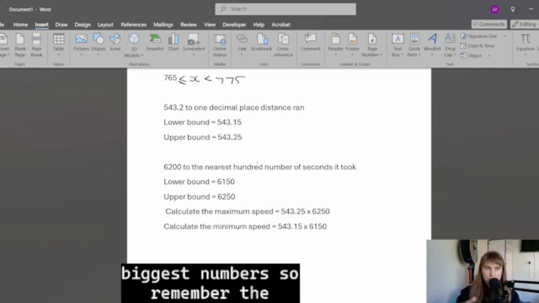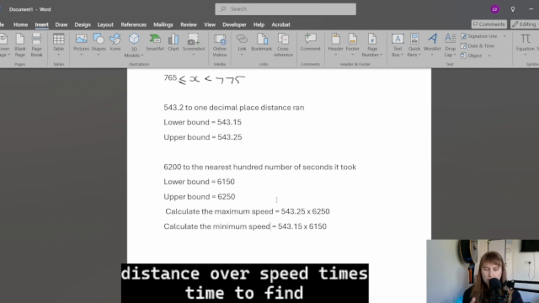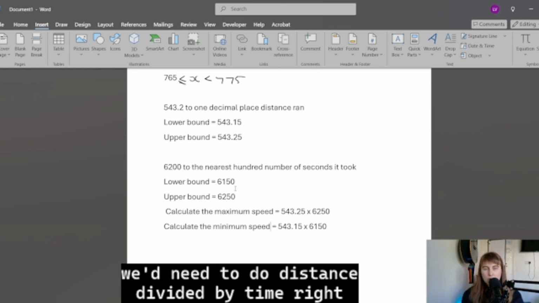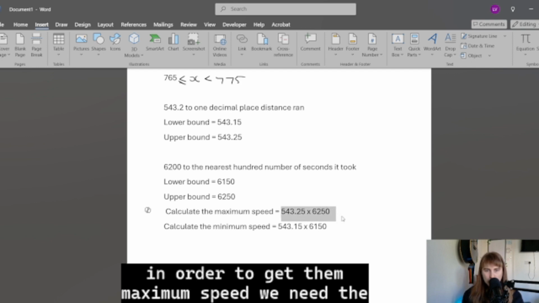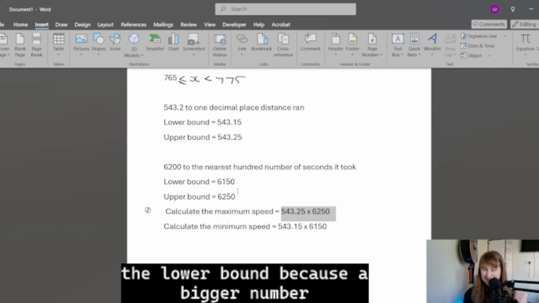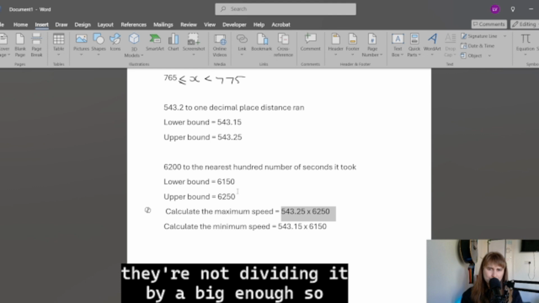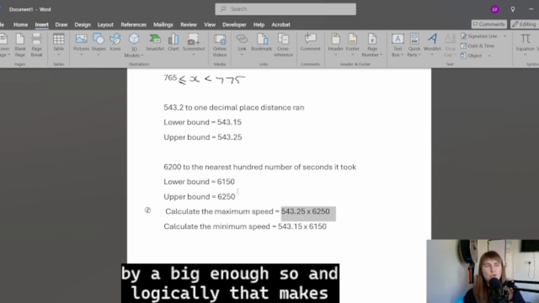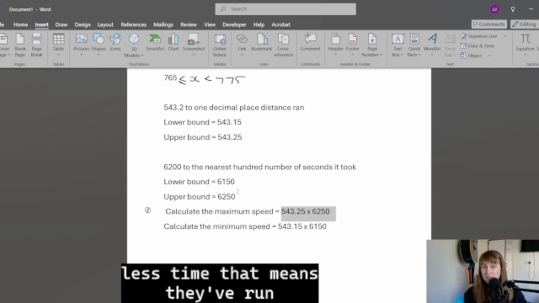So remember the distance speed time triangle. We have distance over speed times time. So to find the speed, we'd need to do distance divided by time, right? So in order to get the maximum speed, we need the upper bound divided by the lower bound, because a bigger number divided by a littler number is going to give you a bigger answer than dividing it by a bigger number. And logically that makes sense. If someone's gone a really far distance in less time, that means they've run faster, so the speed is going to be higher.